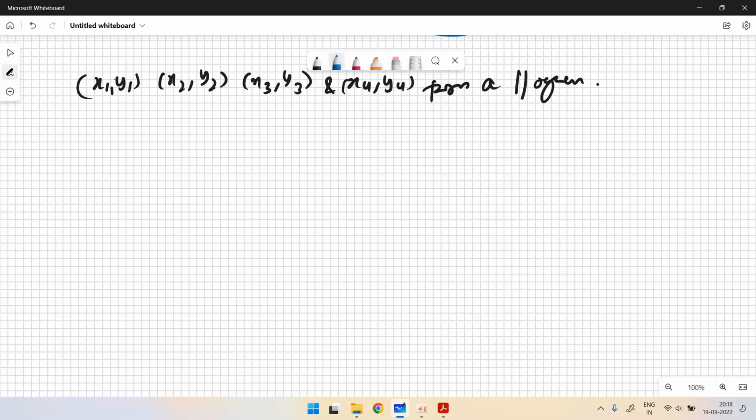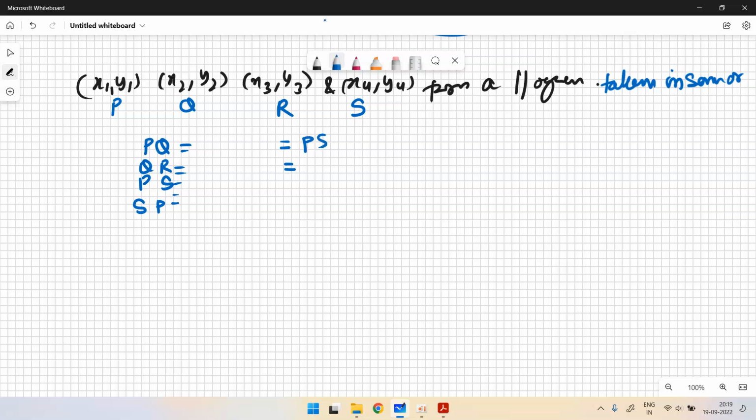Now if I take these as point P, point Q, point R, and point S, then you need to calculate PQ, QR, RS, and SP. If you calculate all these distances, the opposite sides taken in the same order will be equal, which implies PQ will equal RS, and QR will equal SP. Because these are taken in order, P, Q, R, and S, this side is equal to this side, and this side is equal to this side. So this can be found to be a parallelogram.